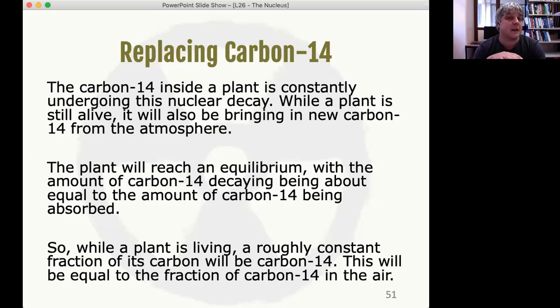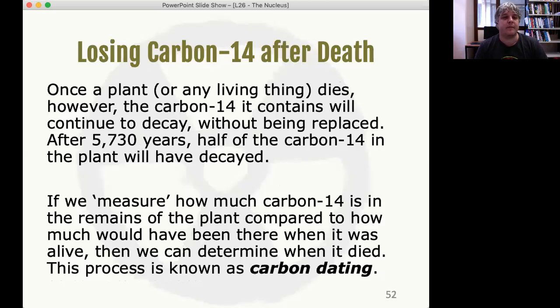So while a plant is alive, and that's the important point, while it's alive and still absorbing new carbon-14 from the atmosphere, then the amount of carbon-14 in the plant as a percentage of its total carbon will be around about equal to the fraction of carbon-14 in the air as a percentage of total carbon. So while the plant is alive, it maintains this ratio of carbon-14. Some of it decays, it absorbs new carbon-14.